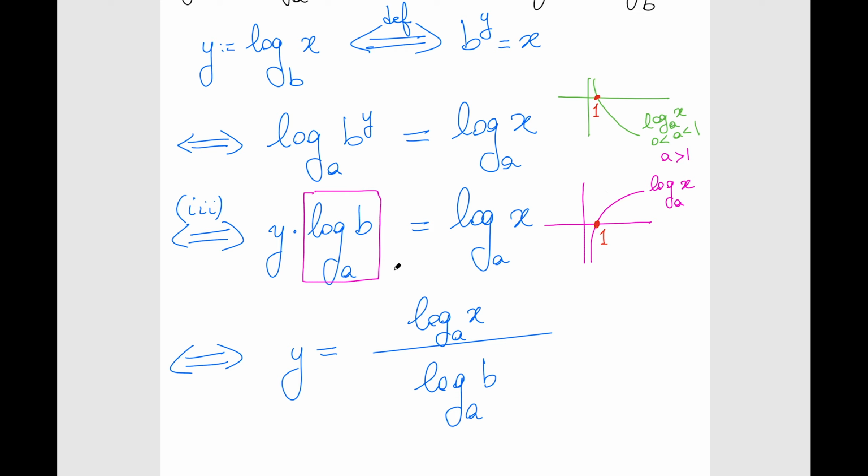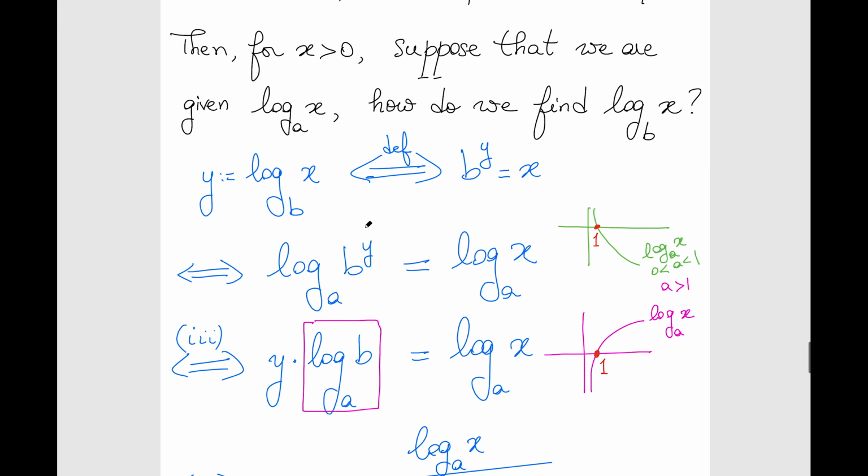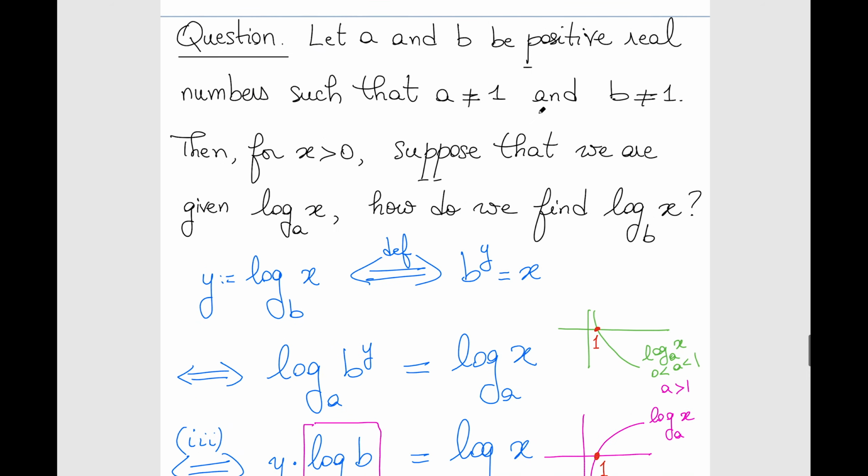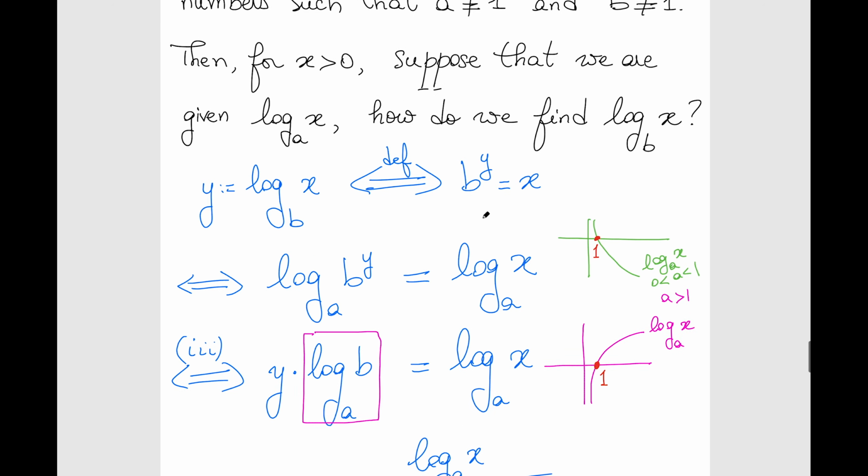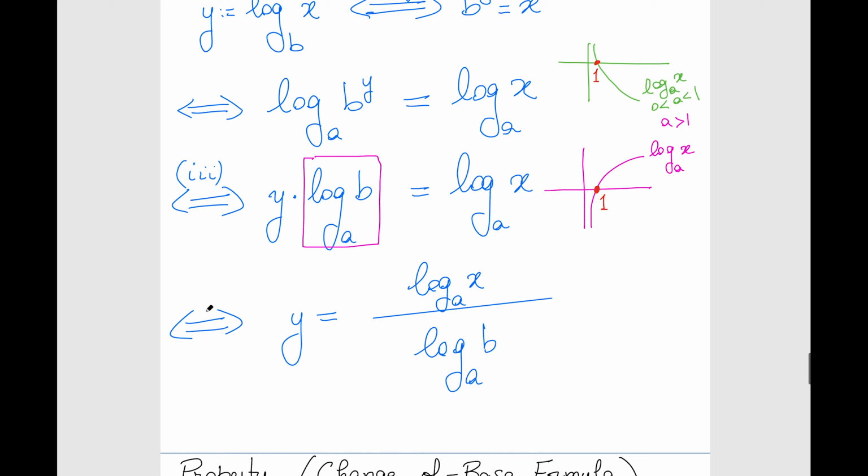So the only time this is 0 is when b is 1, right? I don't want this to be 0, because I'm dividing by it. I want to make sure it's not 0. The only time this guy is 0 is when b is 1. But what do we know about b? Thank God b is not 1. So I can divide by this, because b is not 1, which forces this block not to be 0.